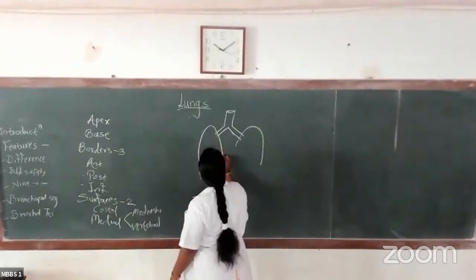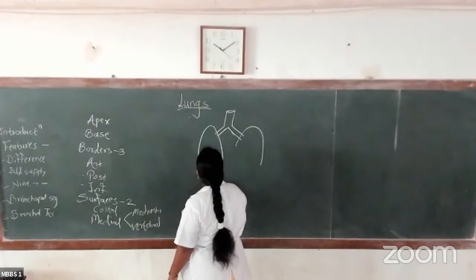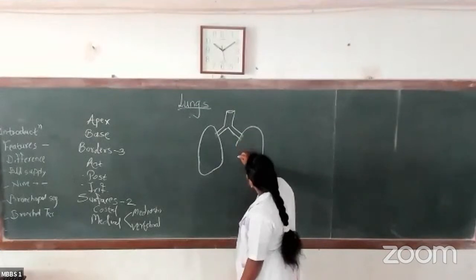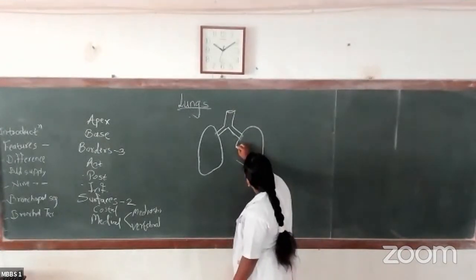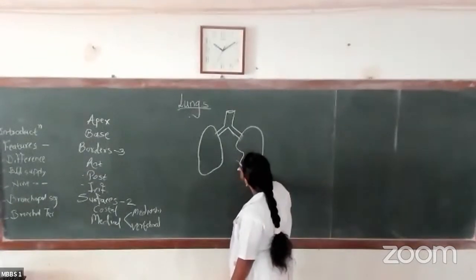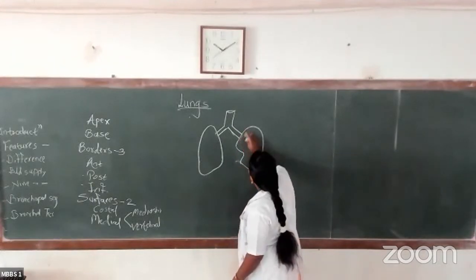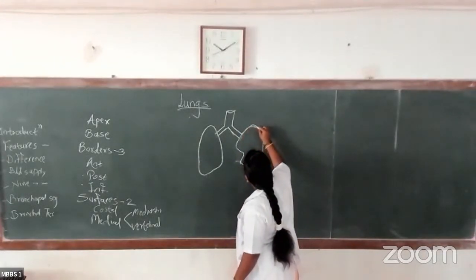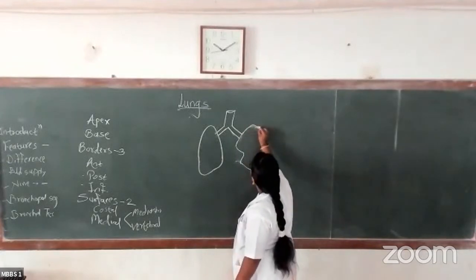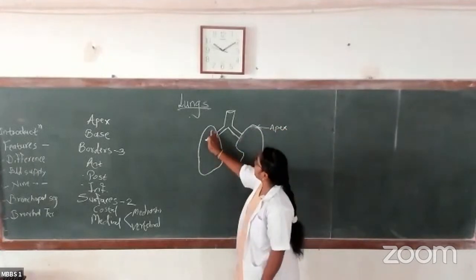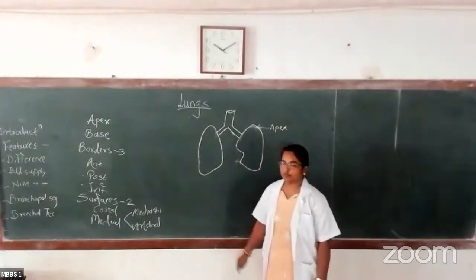See, this is the right lung. This is the left lung. Apex is conical and it is directed upwards.